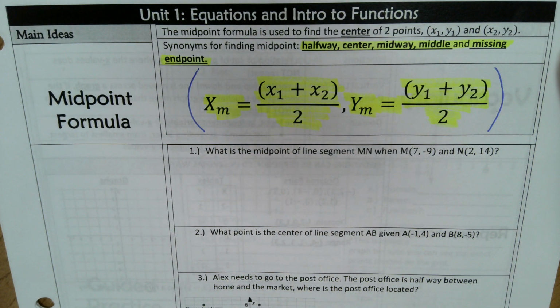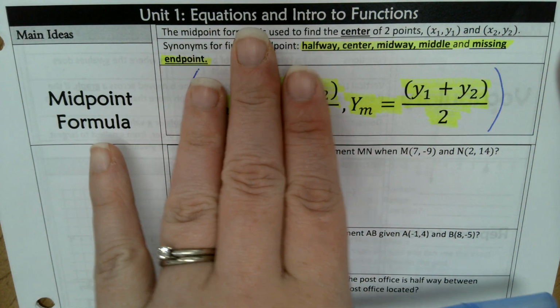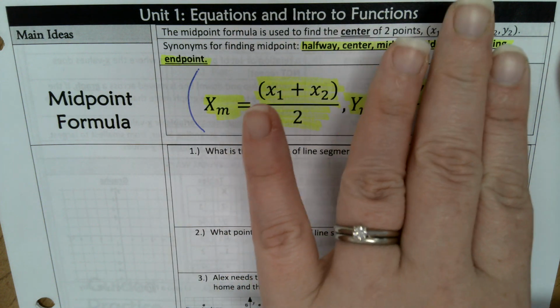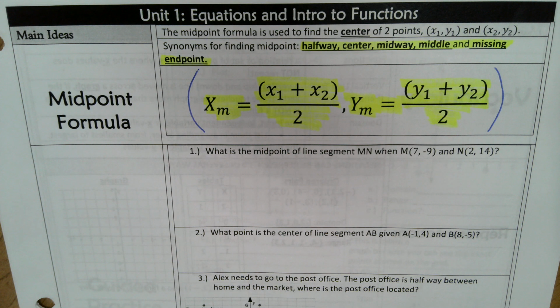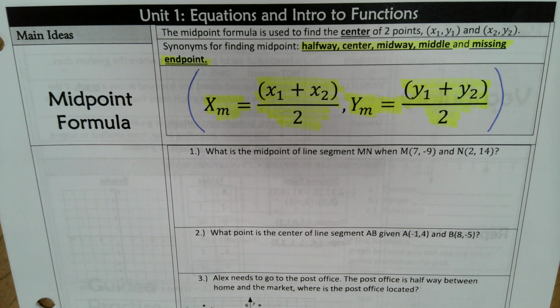Okay, so please keep that in mind, that you basically have two answers. This is your X value, this is your Y value, and together they make the ordered pair point of where the mid or halfway point of your line segment is. Okay, let's go ahead and take a look at the four examples that we have on this page.